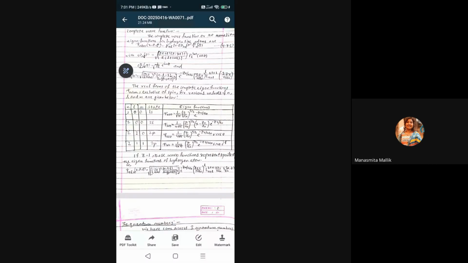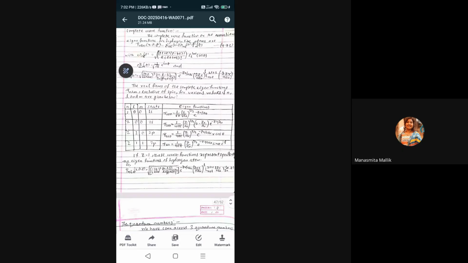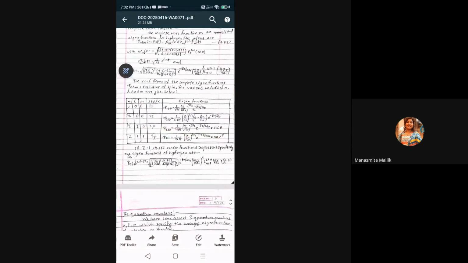The wave functions are solved by using the spherical polar coordinate system. ψ_nlm, a function of r, θ, φ, can be written as the square root of (2Z/na₀)³ multiplied by (n−l−1)!/2n[(n+l)!]³, multiplied by e to the power −Zr/na₀, multiplied by (2Zr/na₀)^l, multiplied by the associated Laguerre polynomial L with subscript n+l and superscript 2l+1 of 2Zr/na₀, multiplied by Y_lm, which is a function of θ and φ.